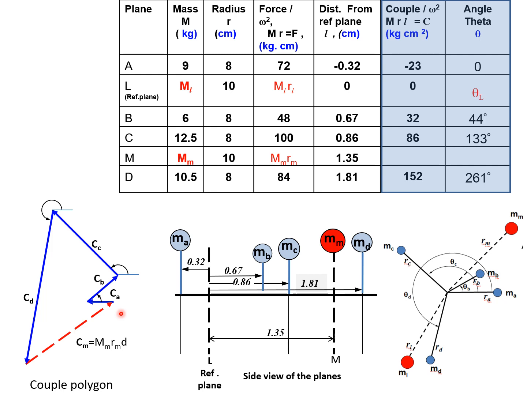From this CM we find MM, RM, D, and we find the angle. So we can find MM, RM, D as 97 and angle as 38 degree. So we have ended up with the couple polygon. Now we go on to the force polygon.